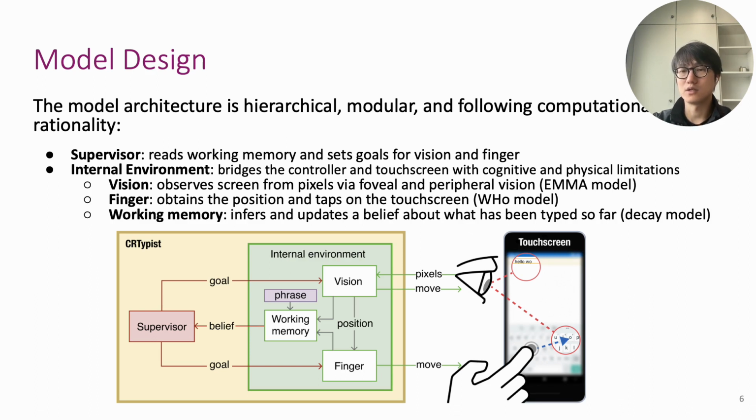So at a high level, the supervisory control reads the working memory and sets goals for vision and finger. Each module in the internal environment is also designed based on a cognitive model and machine learning model, and they have their own cognitive parameters to tune. The detailed implementation of each model can be found in the paper.